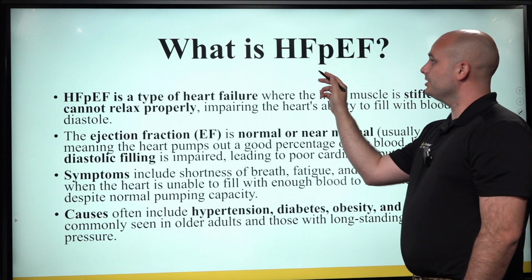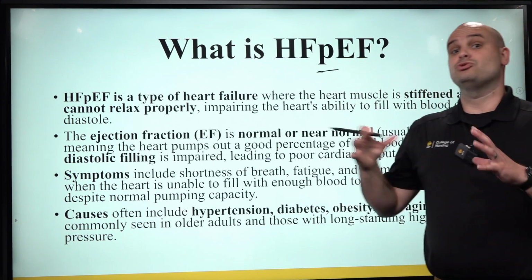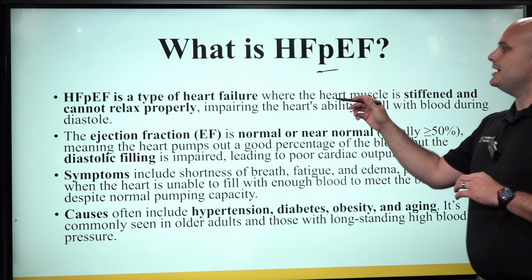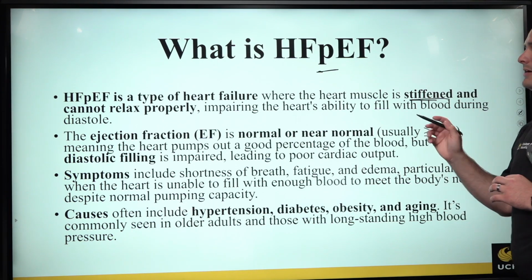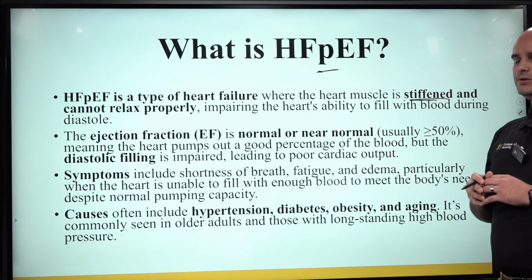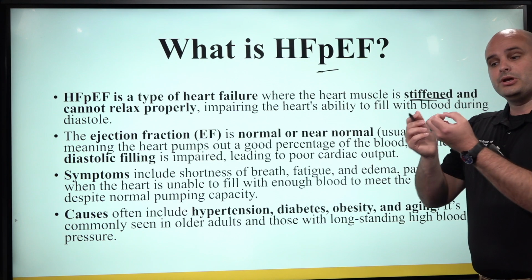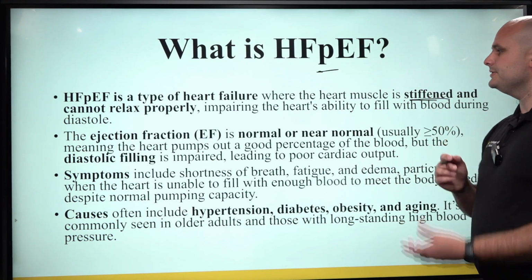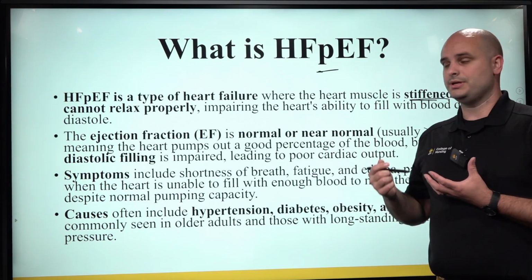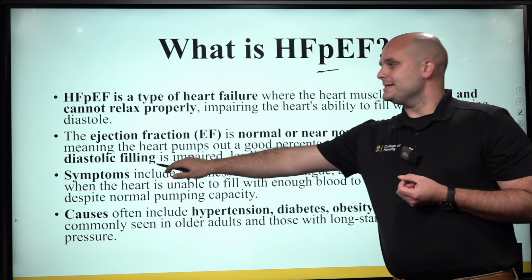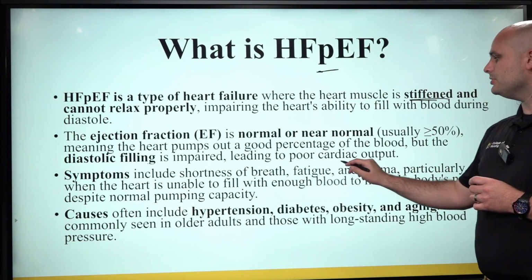So what is heart failure with preserved EF? This would be our right side if we were to talk about this, but it's a type of heart failure where the heart muscle is stiffened, meaning it cannot relax properly, impairing the heart's ability to fill. As our heartbeat continues to contract, we have good output of our blood. When it goes to fill up, it doesn't fill up well because it's so stiffened. So the EF is normal or near normal, and the amount of blood still going out is near normal, but the diastolic filling is what we're having an issue with. So the amount of blood coming back into the heart is reduced, leading to a poor cardiac output.